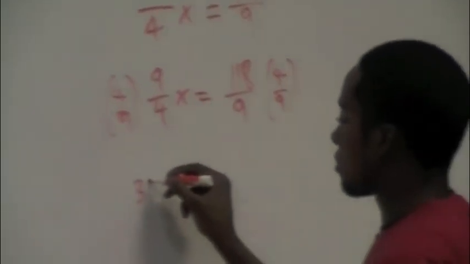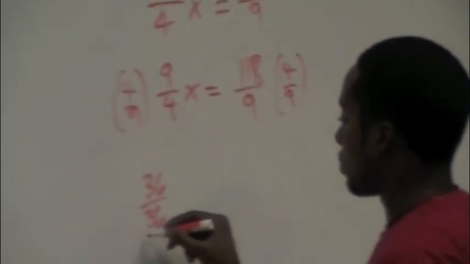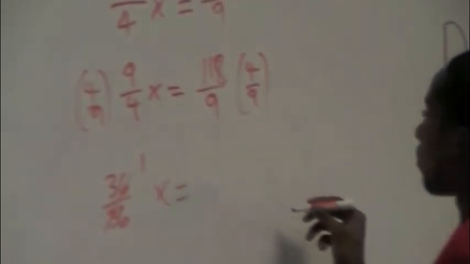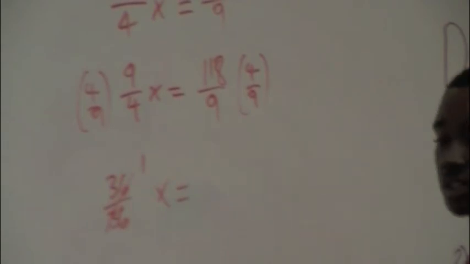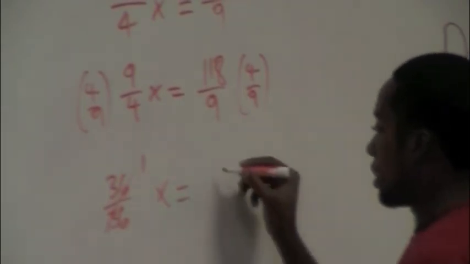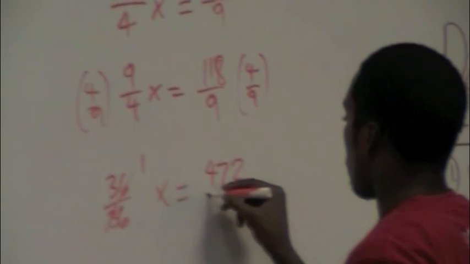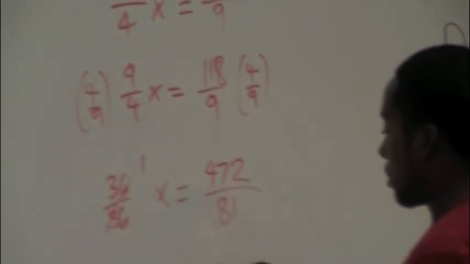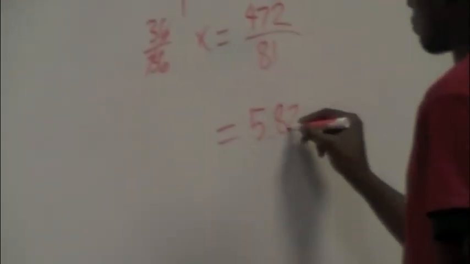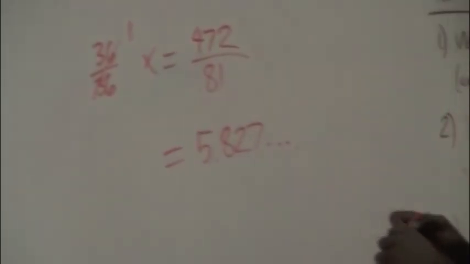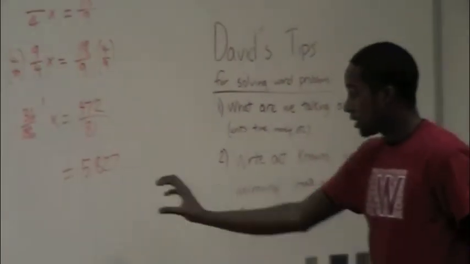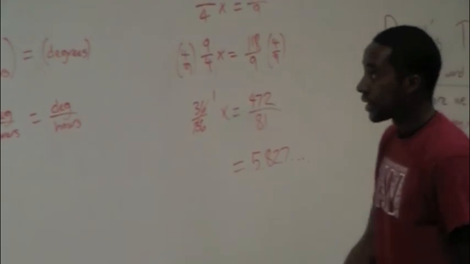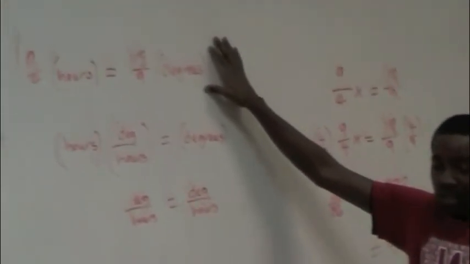And this would be 36 over 36, which just becomes 1 times x equals 118 times 4, which I already did on my calculator, which would equal 472 over 81. And I also did this in my calculator. This would be equal to 5.827, and so on. And if we actually took this answer and multiplied it times 2 1/4 hours, we would get something very, very close to 118 over 9.